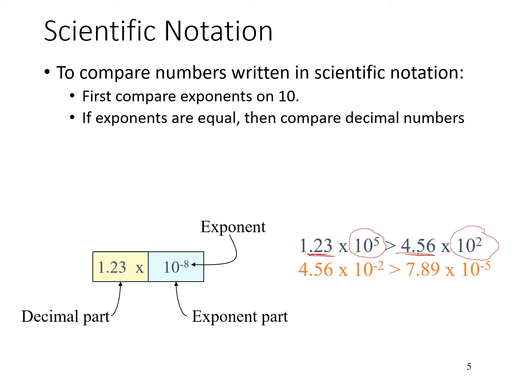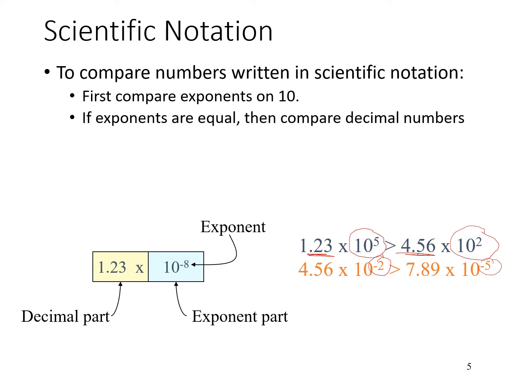Similarly, if you're comparing these numbers, this is 4.56 times 10 raised to power minus 2. This is 7.89 times 10 raised to power minus 5. If you're comparing which one is a bigger number, how can you compare? If the exponent is negative, that means the bigger the negative exponent, the smaller the number. So in this case, this has an exponent of negative 5, and this is an exponent of negative 2, which means negative 5 is a much smaller number. So this number on the whole is going to be a lot smaller than the previous number.